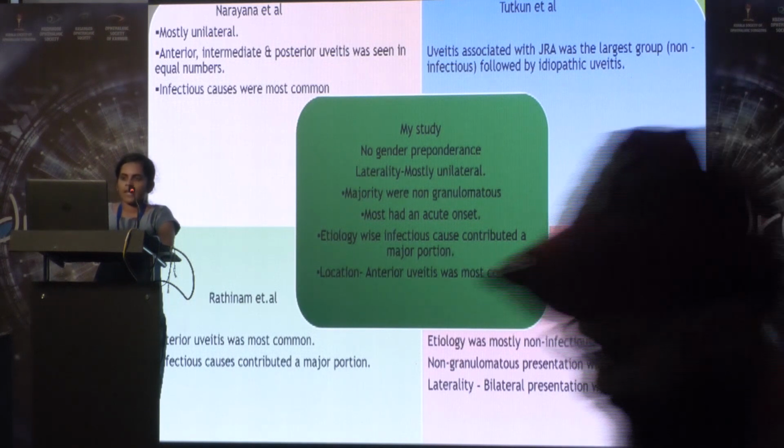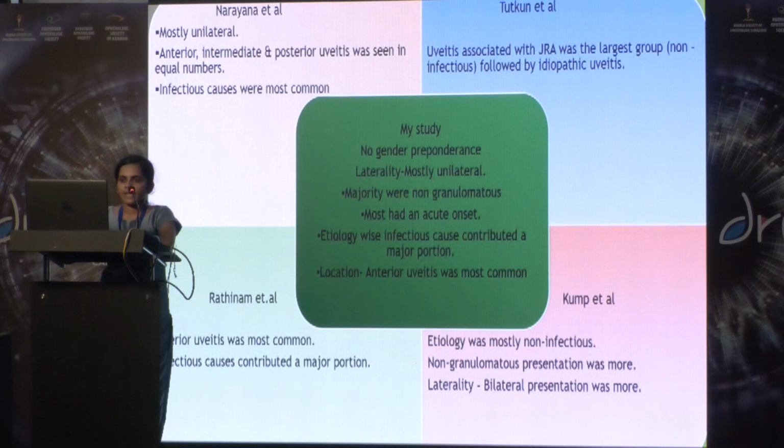Anterior uveitis was most common. And in the study done by Narayana et al., most cases were also unilateral, but in that study, anterior, intermediate, and posterior uveitis were seen in equal numbers, and infectious causes were most common. Another study, done by Ratnam et al., found anterior uveitis was most common and infectious causes contributed a major portion. These two studies were done in developing countries, and they showed infectious etiology was more common there.